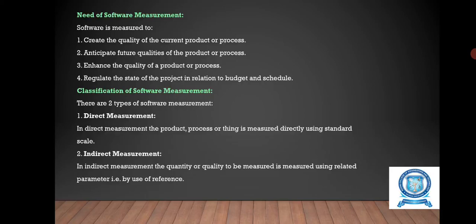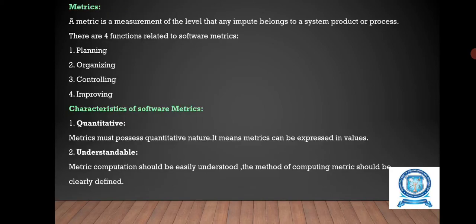Classification of software measurement. There are two types of software measurement, that is direct measurement and indirect measurement. In direct measurement, the product, process or thing is measured directly using a standard scale. In indirect measurement, the quantity or quality to be measured is measured using related parameters, that is by use of reference. Metrics. A metric is a measurement of the level to which any entity belongs to a system, product, or process.